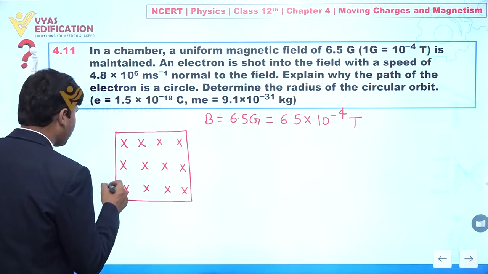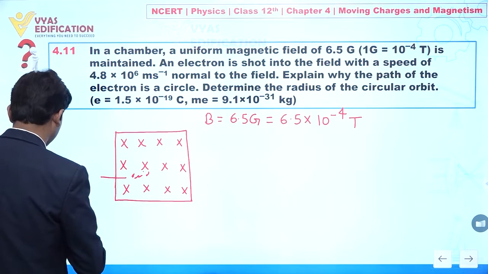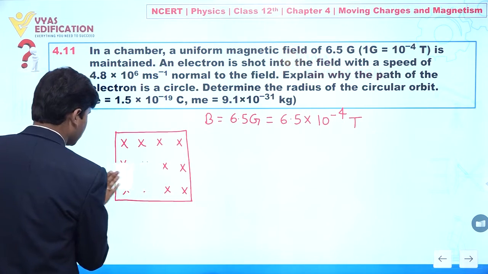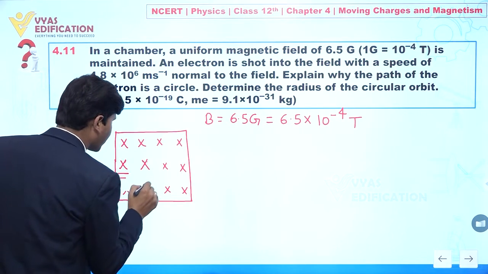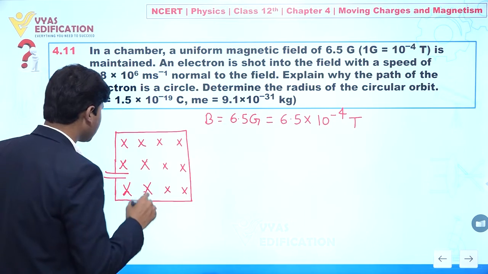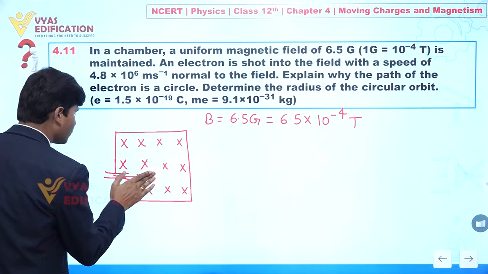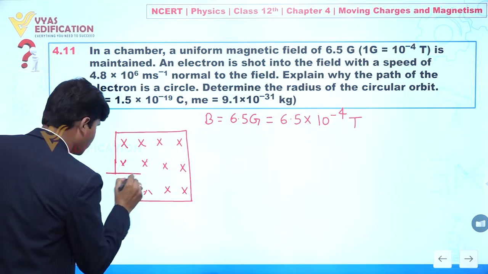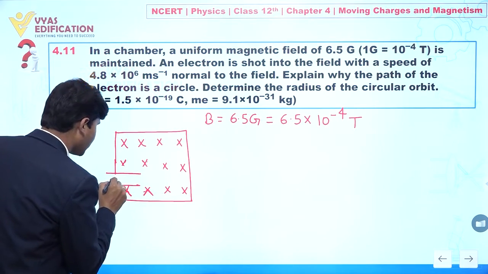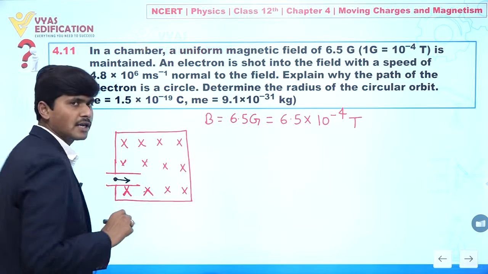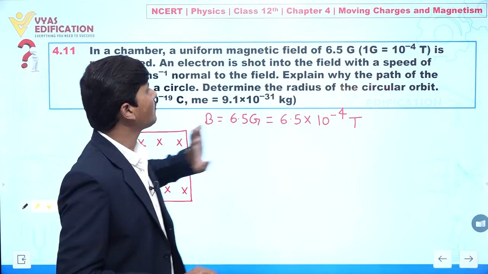Now an electron is shot into the field with a speed of this one. Let's suppose I am assuming the electron is entering from this side. Here we have a uniform magnetic field. Let's suppose the electron is entering from this side. Now we have to find that an electron is shot into the field with the speed of this one.